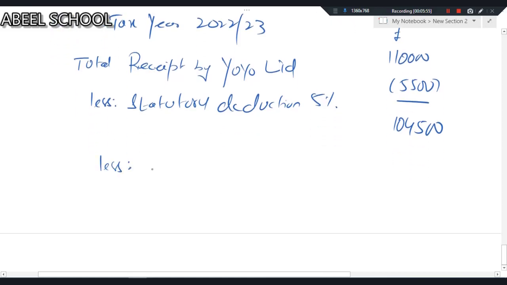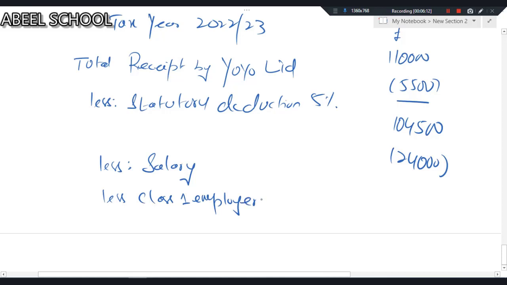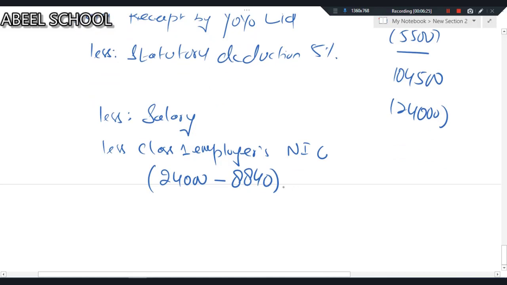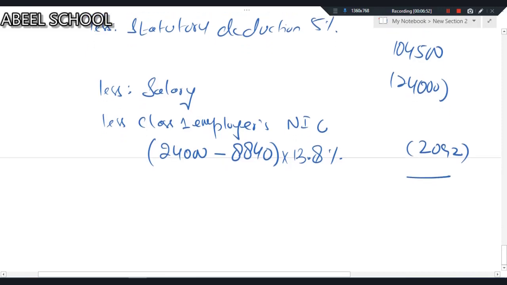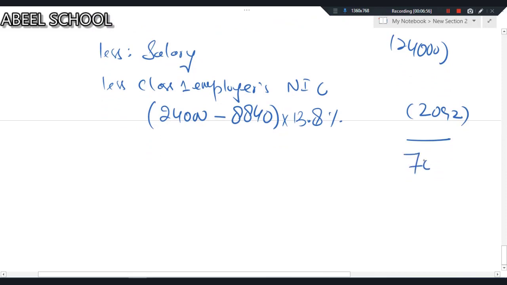Salary for Zach is 24,000. Class 1 employer's NIC on this salary: 24,000 minus 8840, because up to 8840 the NIC rate is 0%. After that it is 13.8. And this 8840 is per tax year per employee. So 24,000 minus 8840, the difference we'll apply 13.8. If we apply 13.8 on the difference, I'm getting 2092. So 1,04,500 minus 24,000 minus 2092 gives me 78,408.